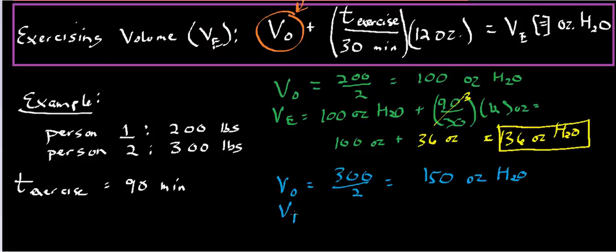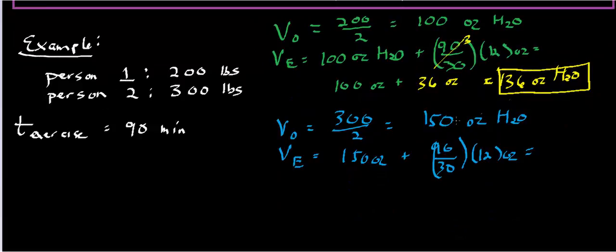Okay, if I want to calculate the amount if they were exercising the same amount as the first person, I'll take this V sub naught, which I just calculated, 150 ounces, and I'm going to add on to that this correction term. The time of exercise is 90 minutes. I'm going to divide that by 30 and then multiply by 12 ounces. And that's going to give me some number. Let's see what that is.